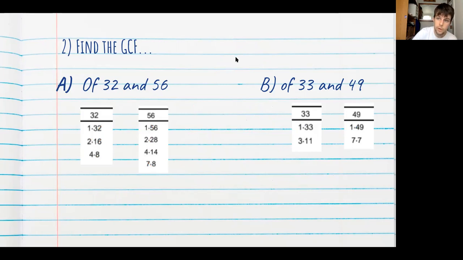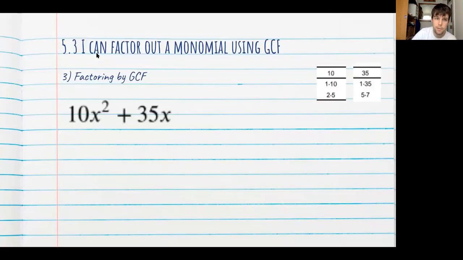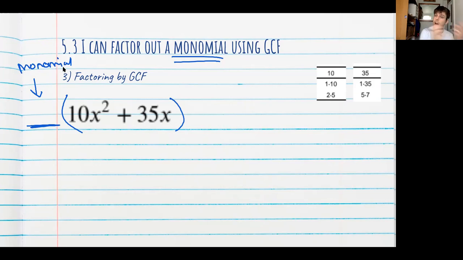And let's move forward. We're going to keep using this idea of greatest common factor. We're going to be factoring out a monomial using GCF. So what we mean by monomial, we mean a single term. We're going to be taking a single term out of this binomial expression, right? This is 2 terms. We're going to be taking something out. This is going to be our monomial that we factor away. We find what they have in common and we take it out of there.